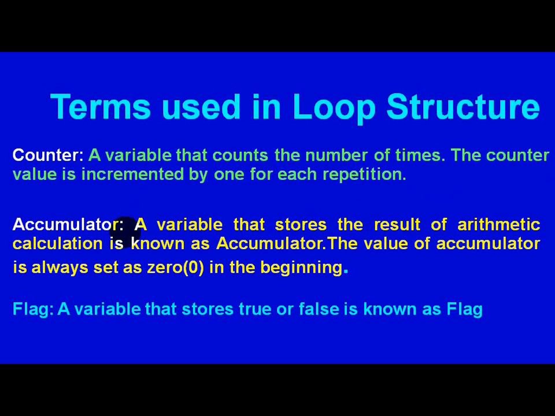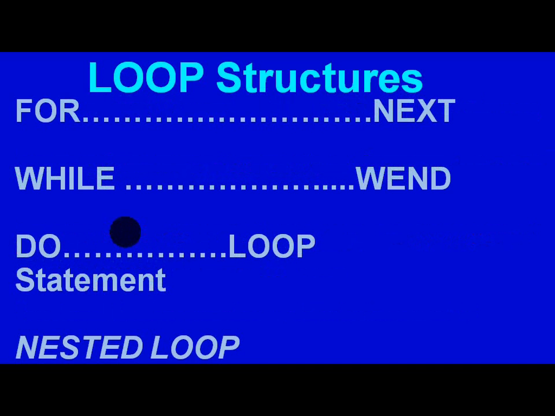Accumulator. A variable that stores the result of an arithmetic calculation is known as an accumulator. The value of the accumulator is always set as 0 in the beginning. Flag. A variable that stores true or false is known as a flag. Loop structures: for next, while, when, do loop statement, and nested loop.